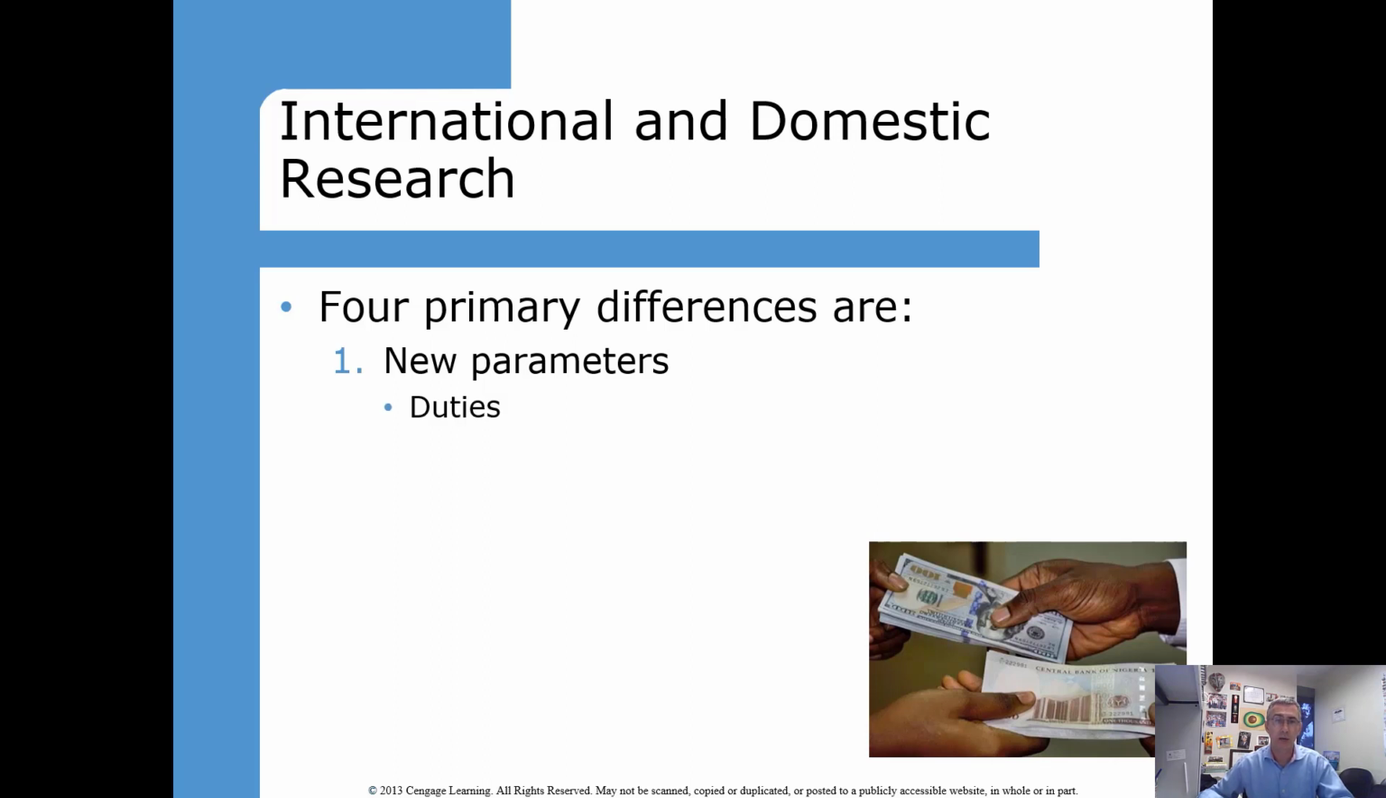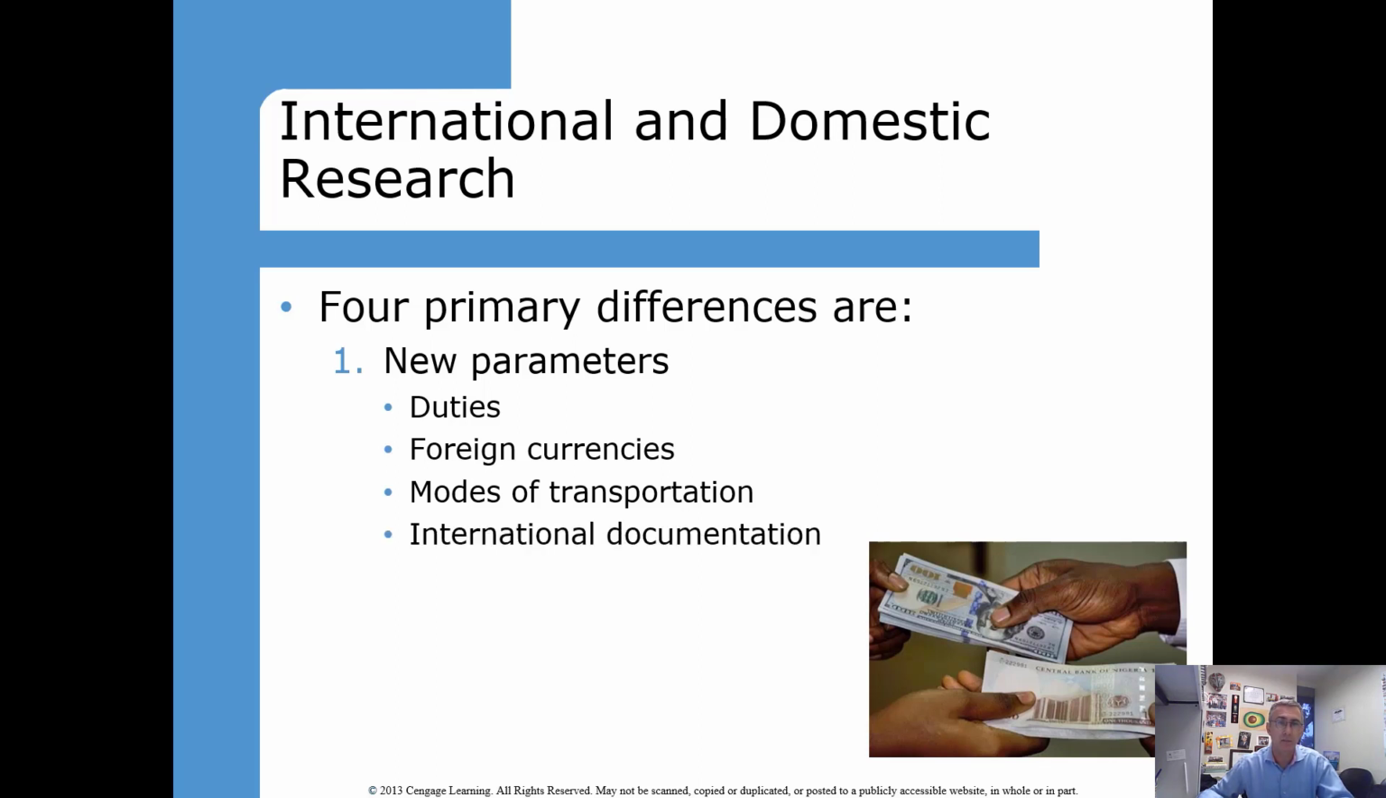What are some of those parameters? Well, there could be duties, right? Think about what you've learned in global business, and think about trade barriers. So there could be duties. The currency itself can be a primary difference that can have an impact depending on where you're going and on fluctuations. Then the mode of transportation. In some countries, the infrastructure is not going to lend itself well to the kind of distribution you need to rely on for your product.